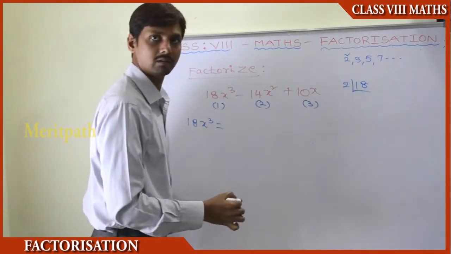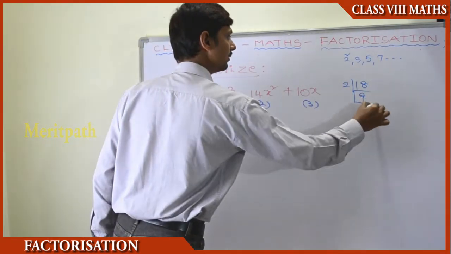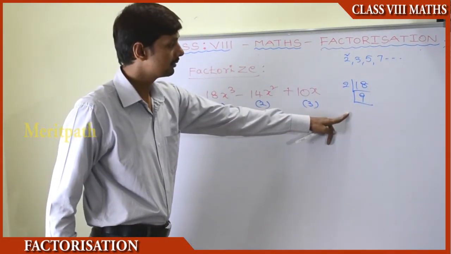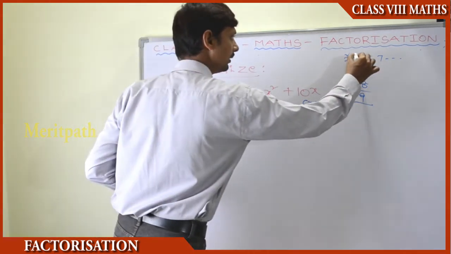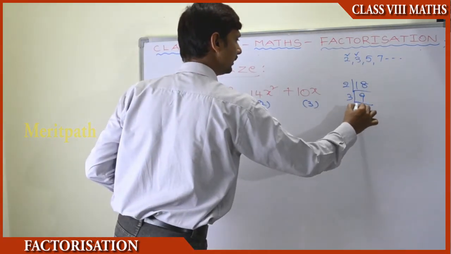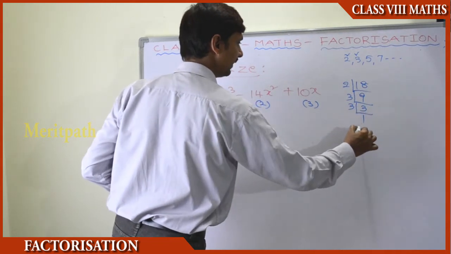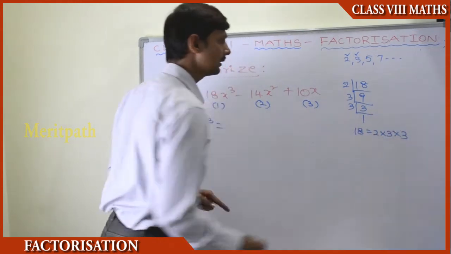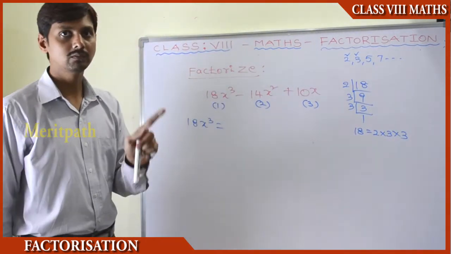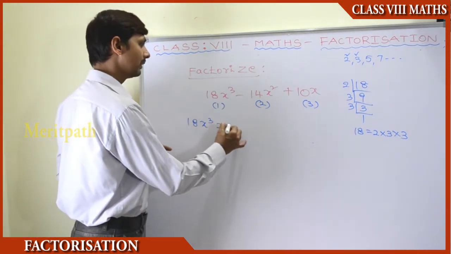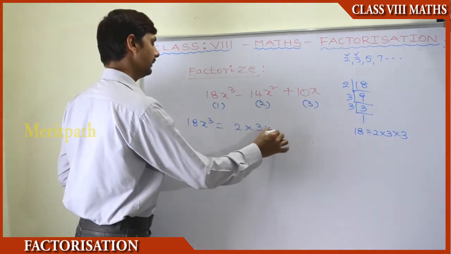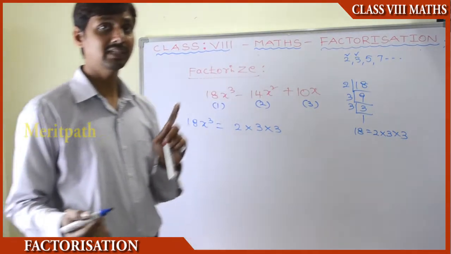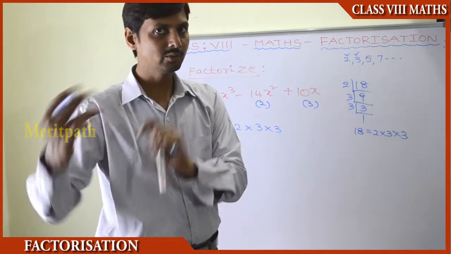So let's divide by 2. 18 divided by 2 is 9. 2 will not divide 9, so let's take some other number. So 3. 3 is divisible 3 times, and 3 ones are 3. So we get 18 equals 2 into 3 into 3. So we got the prime factors of 18 as 2 into 3 into 3. So let's write here 2 into 3 into 3. Then we know that for any expression, x cube can be written as x into x into x.